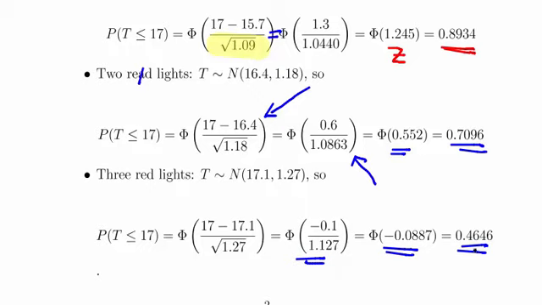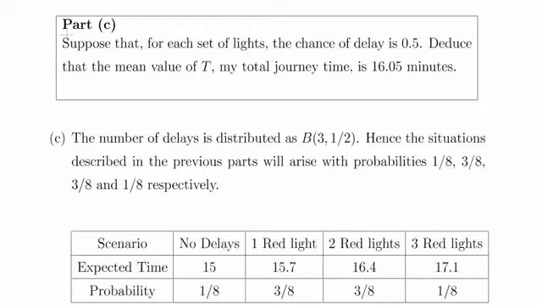Okay, so if you're not familiar with the complement rule and the symmetry rule for the normal distribution, I suggest you have a look at that before you continue. Moving on to part C, suppose that for each set of lights the chance of delay is 0.5. That means the chance of a red light is 0.5, 50-50. Deduce the mean time for my total journey time, the expected mean time is 16.05 minutes. Okay, so it's essentially find the expected value of t.